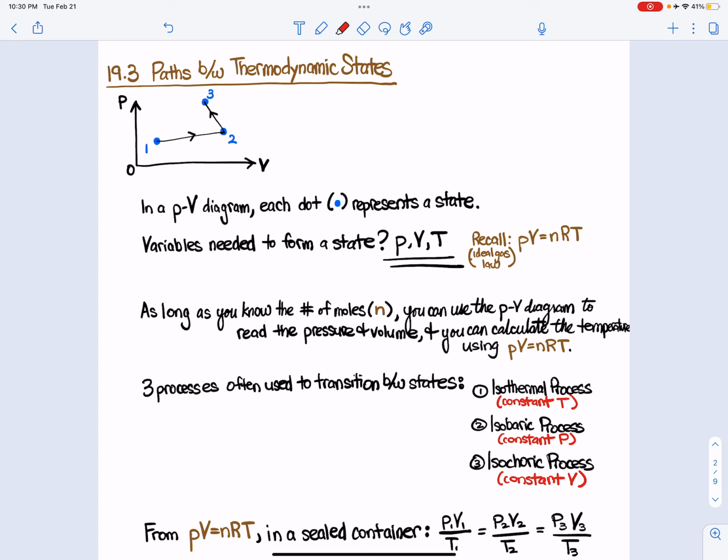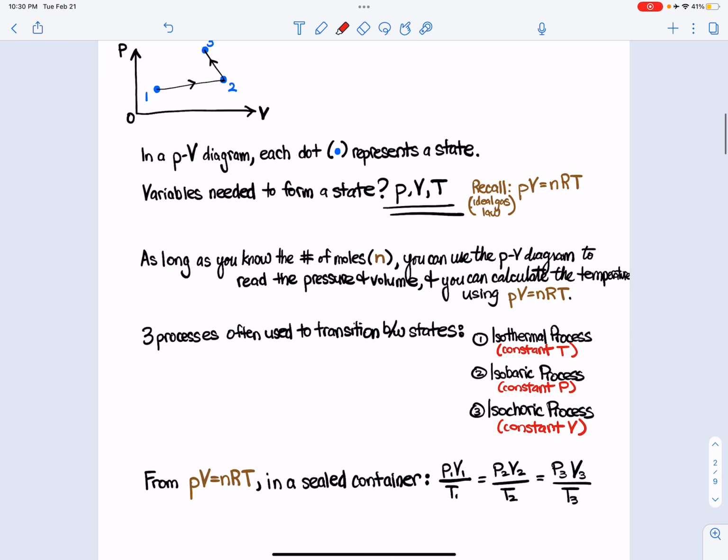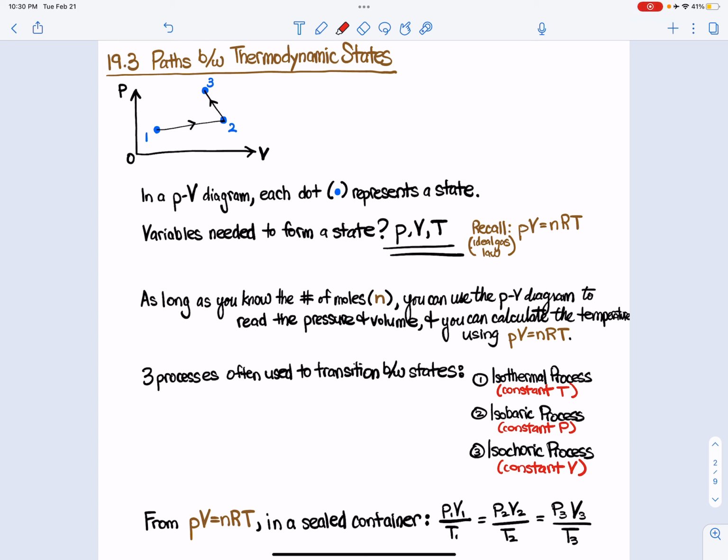There are 3 processes often used to transition between states. That is the isothermal process, when you have constant temperature. Second is the isobaric process, when you have constant pressure. And third is the isochoric process, when you have a constant volume. And we'll expand into that in later chapters, which we'll do shortly. All right. Another thing to note, in a sealed container, from the ideal gas law, we have P1 times V1 over T1 is equal to pressure 2 times volume 2 over temperature 2. And that's also equal to pressure 3 times volume 3 over temperature 3. All right.